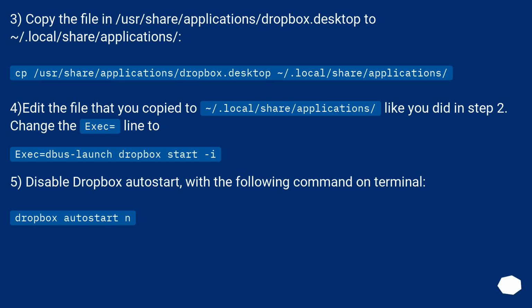3. Copy the file /usr/share/applications/dropbox.desktop to ~/.local/share/applications/: cp /usr/share/applications/dropbox.desktop ~/.local/share/applications/. 4. Edit the file that you copied to ~/.local/share/applications/ like you did in step 2. Change the Exec= line to: Exec=env QT_STYLE_OVERRIDE= dbus-launch dropbox start -i.